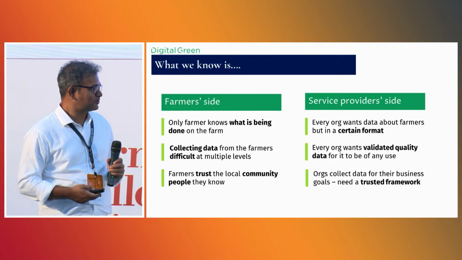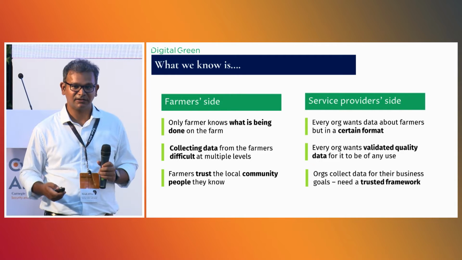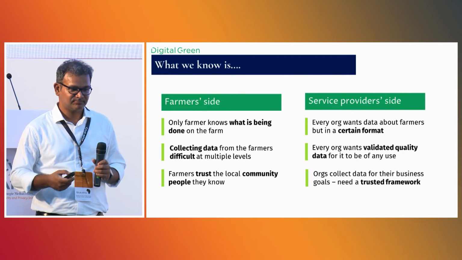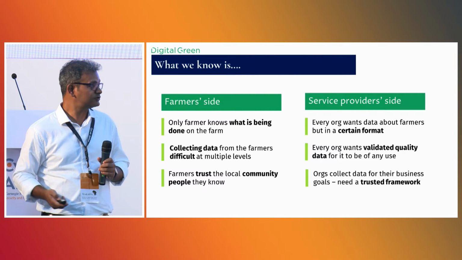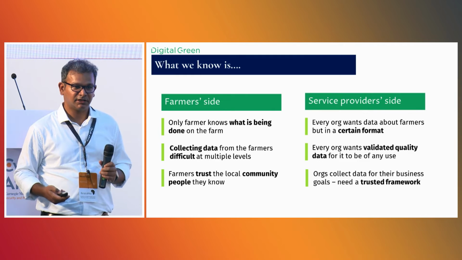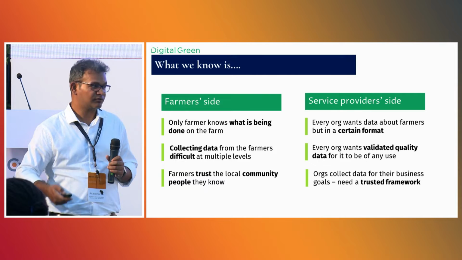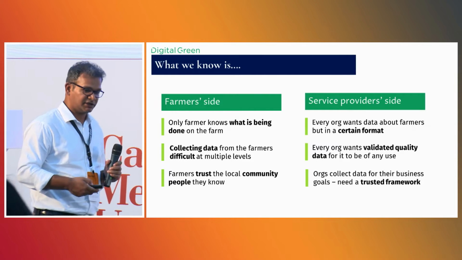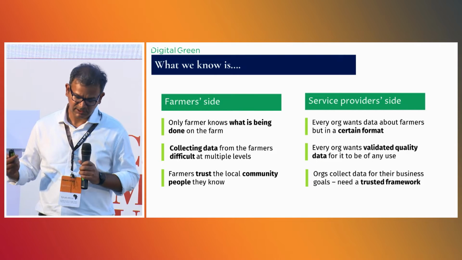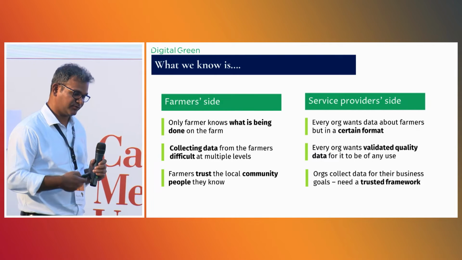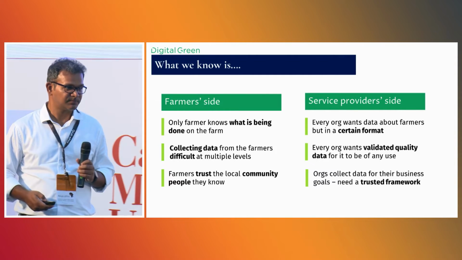And what we know from the service provider side, that all the organizations want data in a certain format. It's not just random data, or they want a specific kind of data for a specific kind of service. And they want validated quality data. Whether I want to build any kind of AI application or I simply want to provide a certain level of accessibility, I need validated quality data about the farmers. And on top of it, they also have a trust issue: if I have to exchange this information, whether this information is going to be used for that specific purpose.